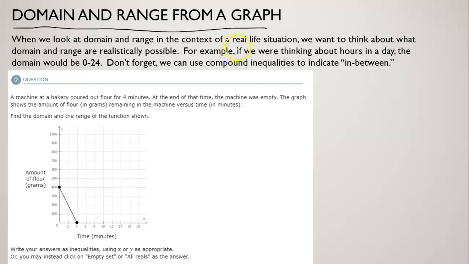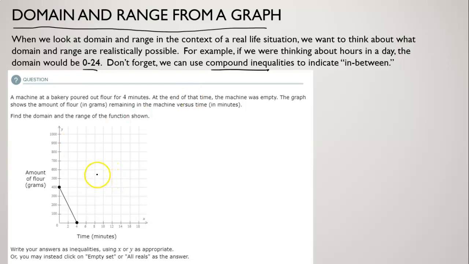If we're thinking about hours in a day, the domain would be 0 to 24. 36 would not be a realistic number, so that would not be included in our domain. And we don't want to forget that we can use compound inequalities to indicate in between.